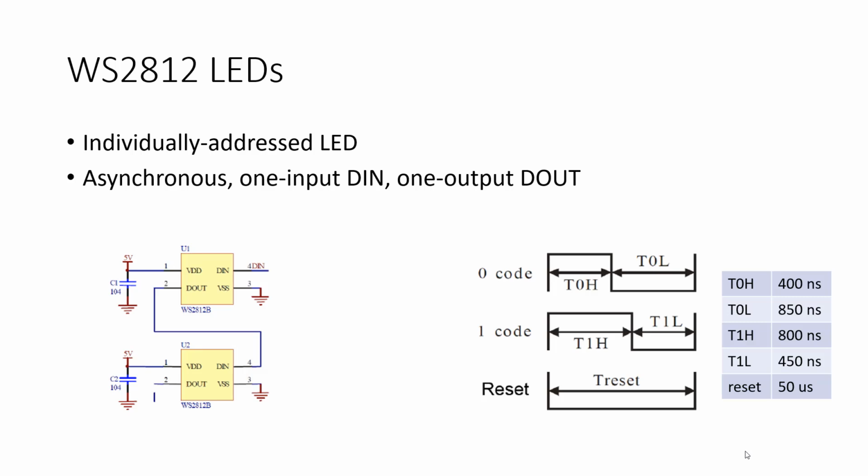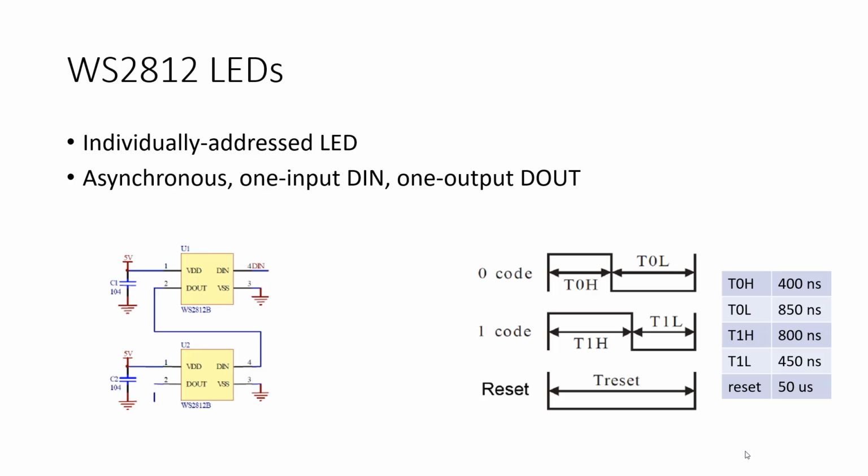Now, on the other hand, if you have the signal low for a long period of time, 50 microseconds, and you might say, how is 50 microseconds long? Well, it's long compared to nanoseconds, right? Then that means something special too. That means that you want to reset.